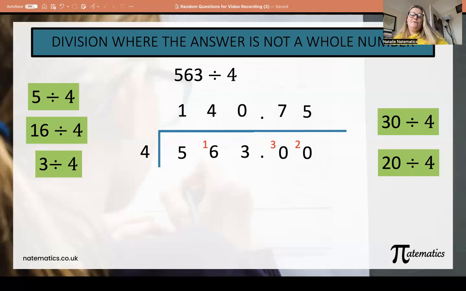So the answer to 563 divided by 4 is 140.75. And obviously, if this is a calculator paper, you'd literally just do 563 divided by 4 on your calculator, and you would get your answer. And I'm just going to show this. I'm going to stop sharing now so you can see this.